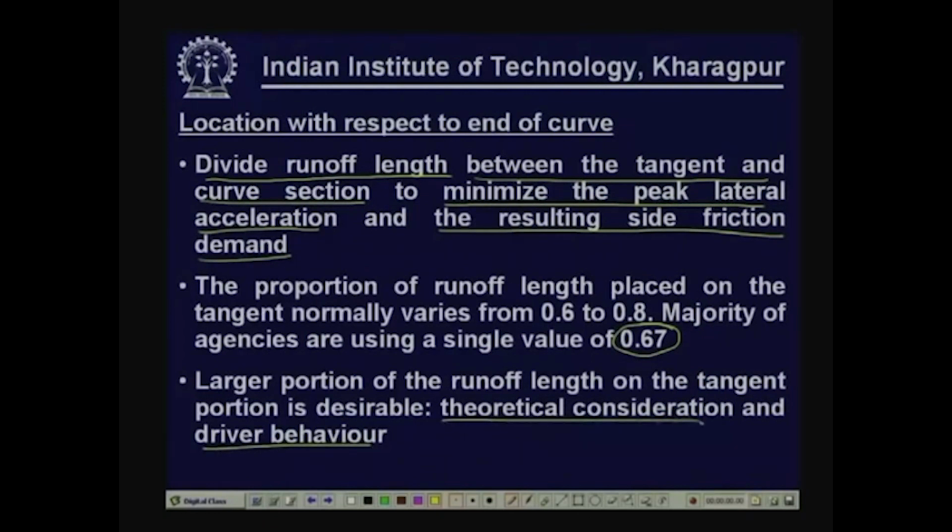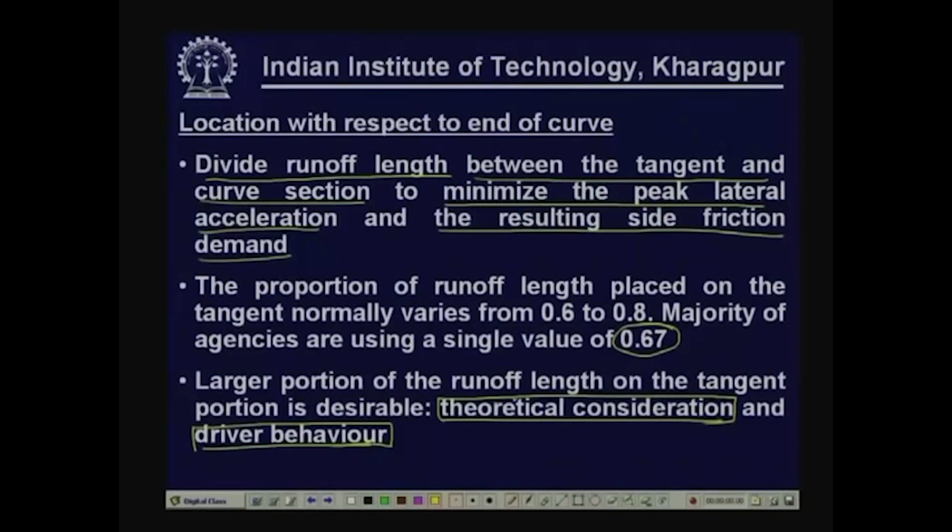Now, from theoretical considerations, that means the peak lateral acceleration and other things, and also considering the driver behavior. I have mentioned it earlier also, the natural path of driving is spiral, and that itself follows a transition curve. So, even if no transition curve is present in reality, the natural path of driving is a transition, more specifically a spiral transition. So, considering this theoretical aspect and the natural path of driving, it is desirable to place a longer proportion of the runoff length on the tangent portion itself. A larger portion of the runoff length on the tangent portion is desirable from theoretical consideration and also from the consideration of driver behavior.